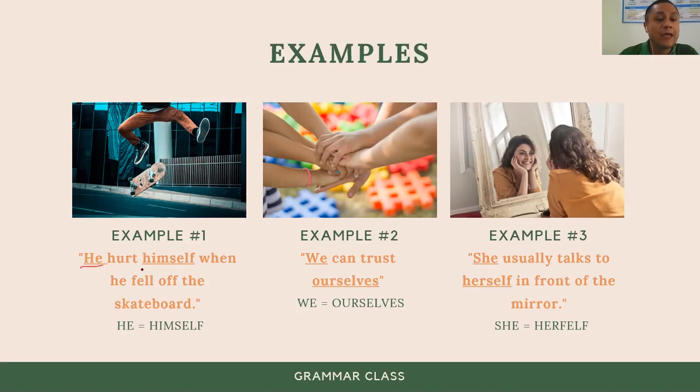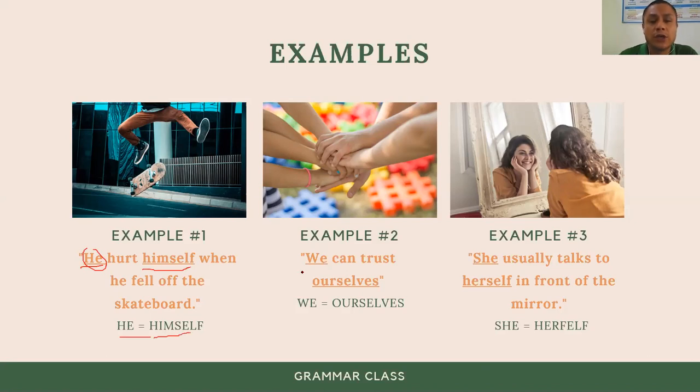As an example, example number 1. He hurt himself. ¿Ya vieron que el sujeto es quien recibe la acción del verbo? He hurt himself. Él se hirió a él mismo. When he fell off the skateboard, he hurt himself.